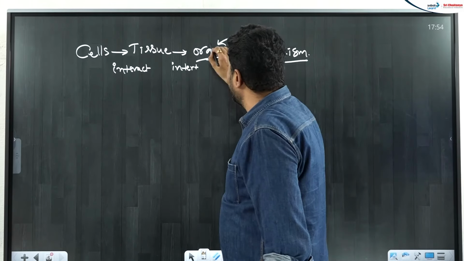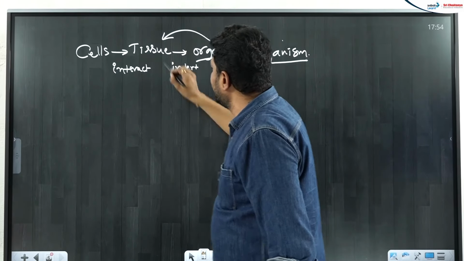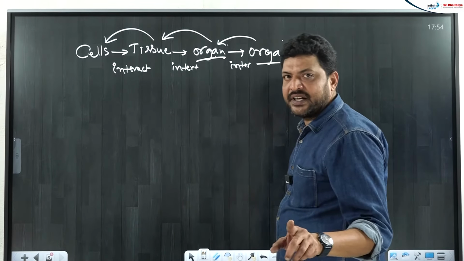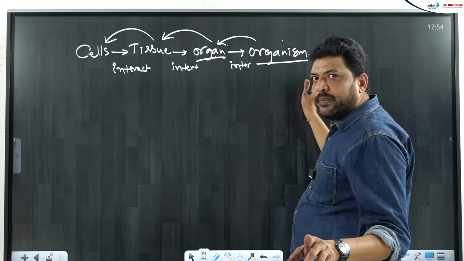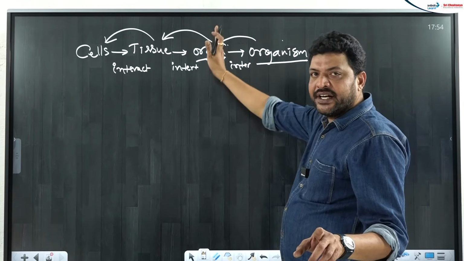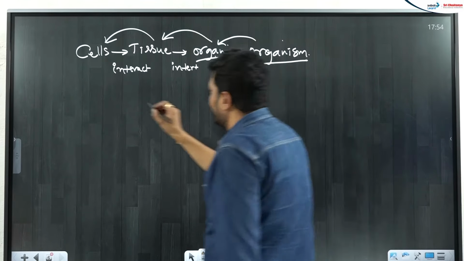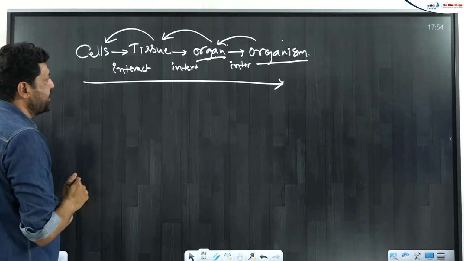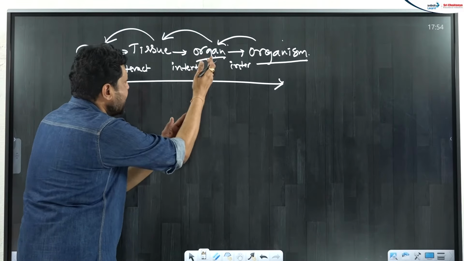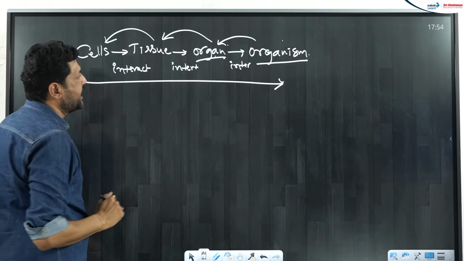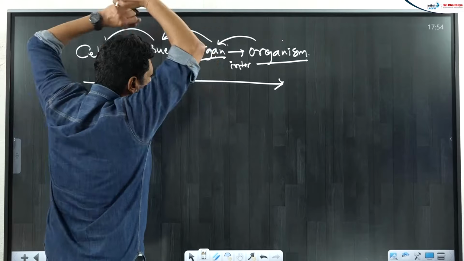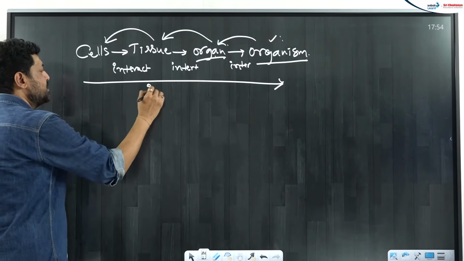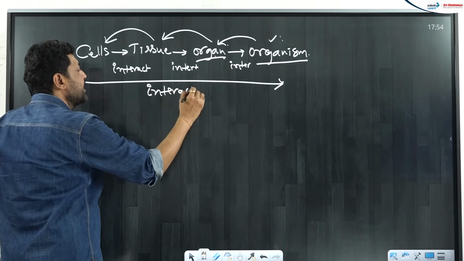Features present at organ level are not seen at tissue level. Features present at tissue level are not seen at cellular level. Clear? But in this direction, what you will understand? All cells interact to perform the function of the tissue. All tissues interact with one another to perform the function of an organ. All organs interact with one another to perform the function of the organism. So this is called as interactions.